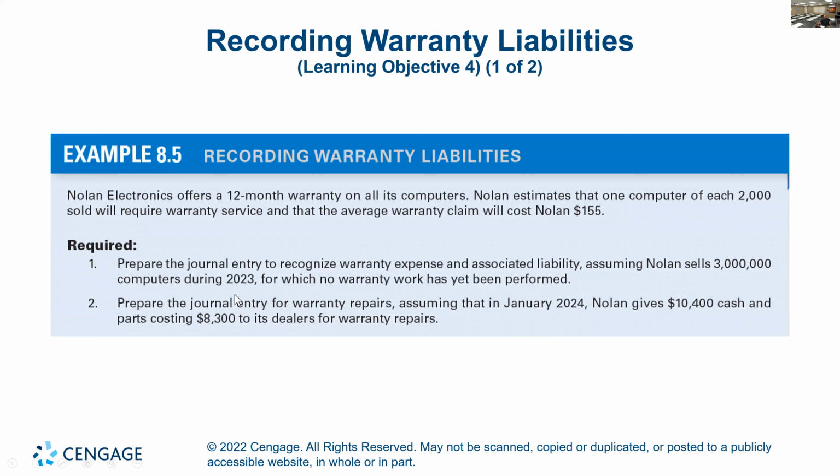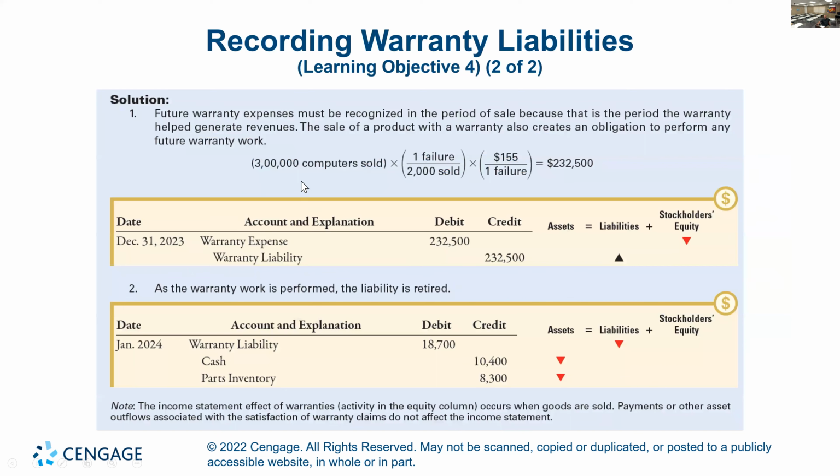So here's an example of that. We offer a 12-month warranty on our computers. One computer of each 2,000 sold will require a warranty service, and the warranty claim will cost Nolan $155. So 1 out of 2,000 is going to cost them $155. We have to record that expense on the same day we make the sale.